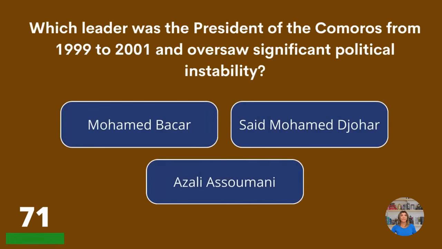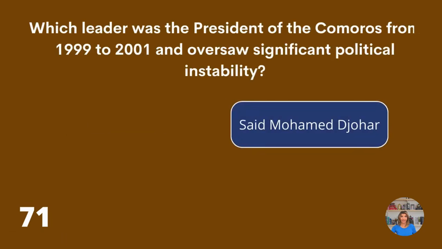Which leader was the president of the Comoros from 1999 to 2001 and oversaw significant political instability? Said Mohamed Johar.